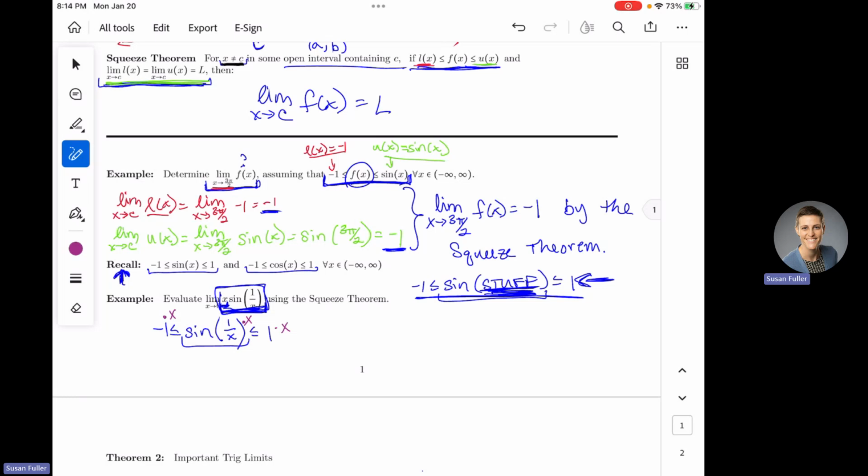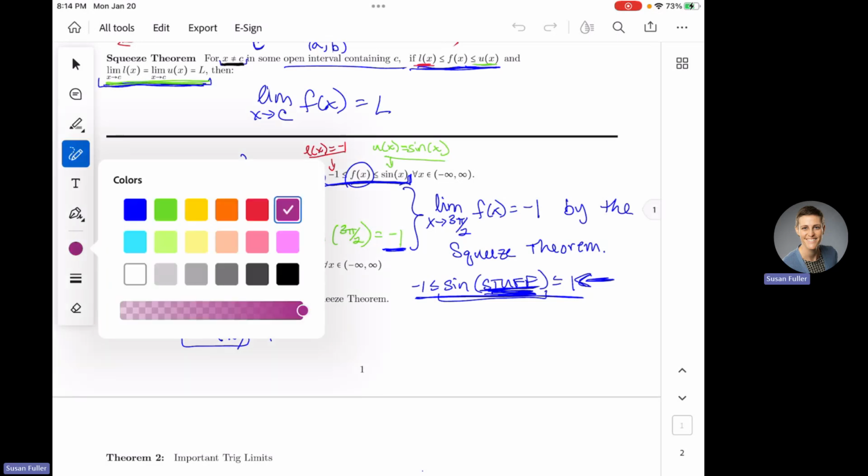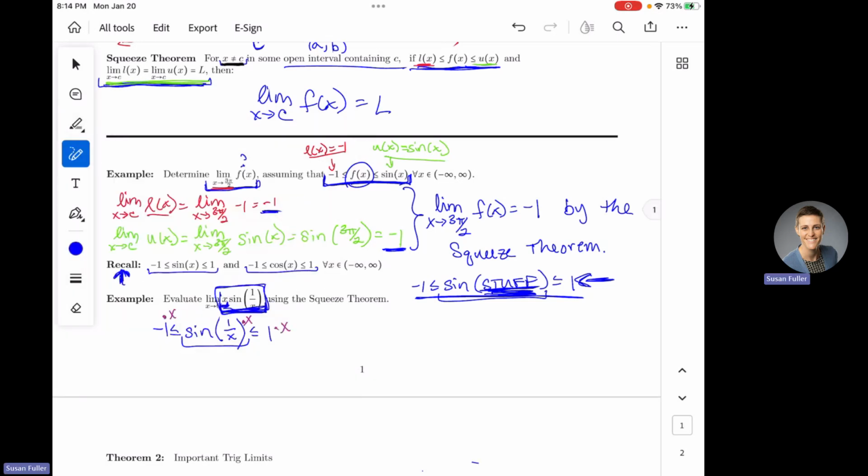So we're multiplying everything by x. And so now what you do to one side, you've got to do to everything. So -1 times x is -x or -1x. x times the sine of 1 over x is x times the sine of 1 over x. And x times 1 is just x. Now, what I have here in the middle is my f of x function. And notice that I have a lower function now and an upper function.